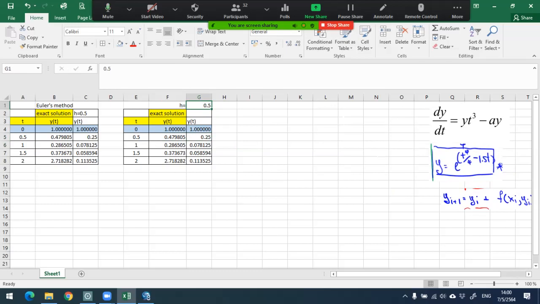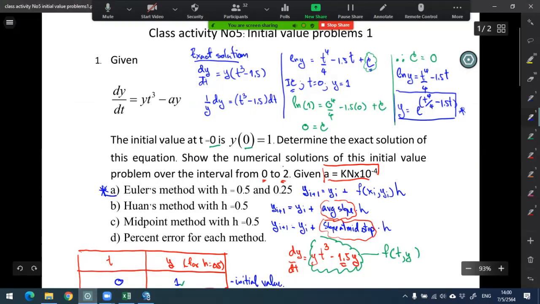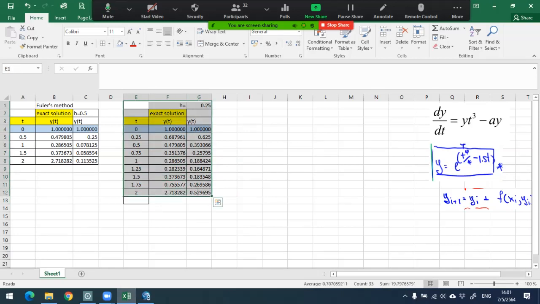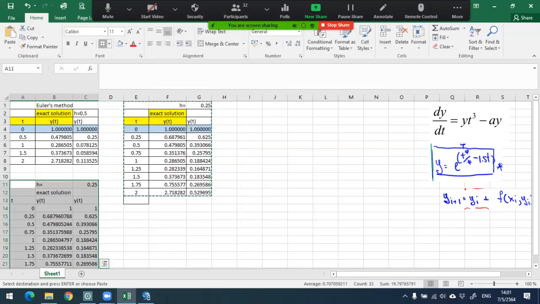Now we move to the time step of 0.25 as the problem would like me to do. We have to solve for h equal to 0.5 and h equal to 0.25. So for this case, if we are given h equal to 0.25, the solution should become like this, and then we should do next until t equal to 2. Now we have the solution of h equal to 0.25 already, right?